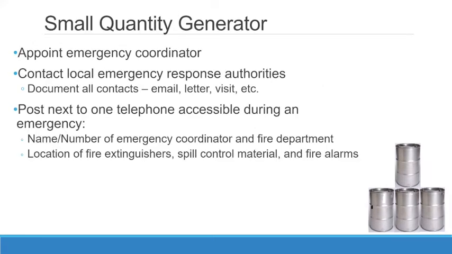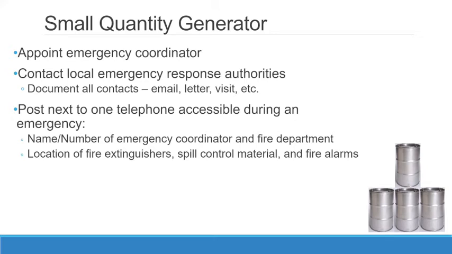Next slide, please, Marcy. I need to appoint an emergency coordinator. I need to contact local emergency response authorities to let them know that I exist, let them know what types of waste I generate, where that waste is generated, and I need to make sure I document that. One of the changes in the regulations is that I need to make sure that I've got some form of documentation. I either sent them an email, a letter, they came and visited, etc. So I need to make sure that I'm reaching out to my local emergency response authorities so they understand the nature and types of waste that I have.